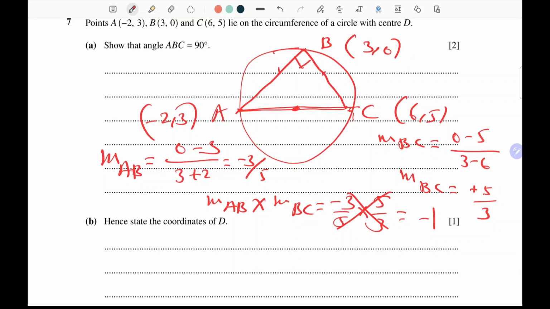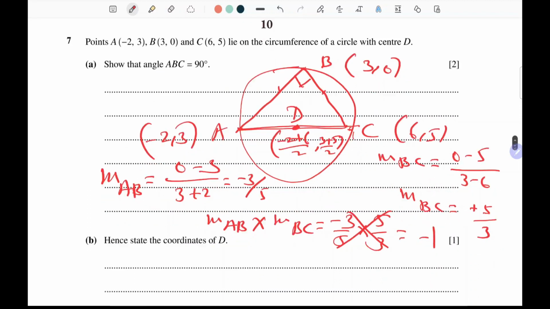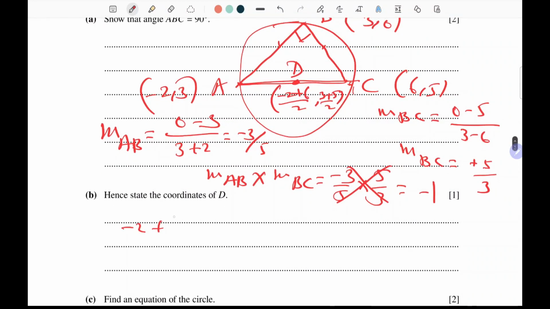We know that. Now, what's the center? It's the midpoint of AC, so that is minus 2 plus 6 over 2 and 3 plus 5 over 2. So state the coordinates of D. What is D? Oh, the center. So guys, D is minus 2 plus 6 over 2 and 3 plus 5 over 2.